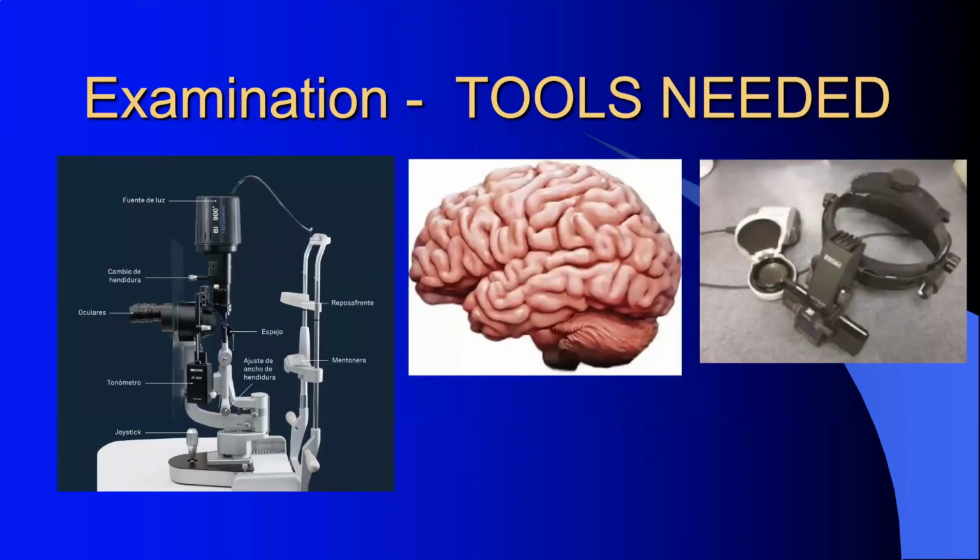Then we move to the examination, and the most important tool in the examination is the thing in the center of your brain. If you don't use your brain when you do the examination, it doesn't matter. You can have millions of dollars invested in imaging and equipment, but you've got to have a good brain to use and put the findings together. And you need a slit lamp examination. It's very, very important. I'm sorry, it's in Spanish.